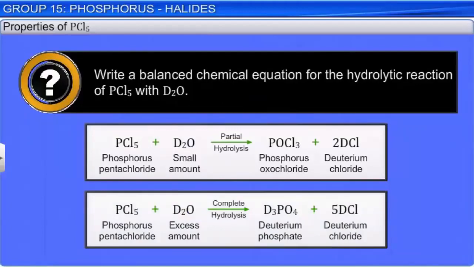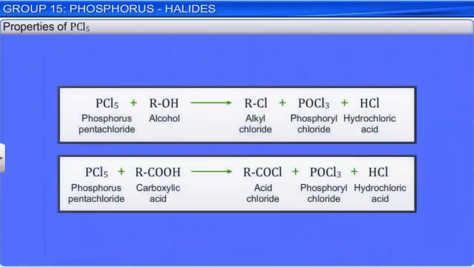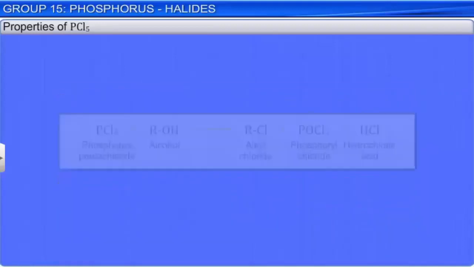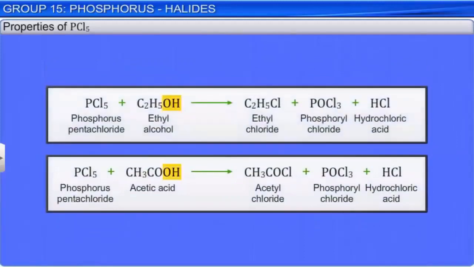Just like phosphorus trichloride, phosphorus pentachloride also reacts with organic compounds that contain hydroxyl groups. It replaces the hydroxyl groups in the compounds with chlorine atoms. For example, the hydroxyl groups in ethyl alcohol and acetic acid are replaced by chlorine atoms to form chloroderivatives, namely ethyl chloride and acetyl chloride, as shown here.